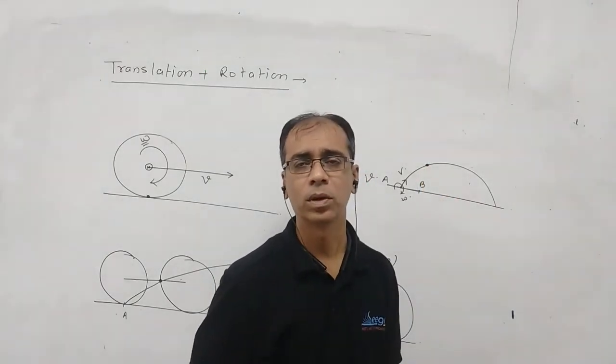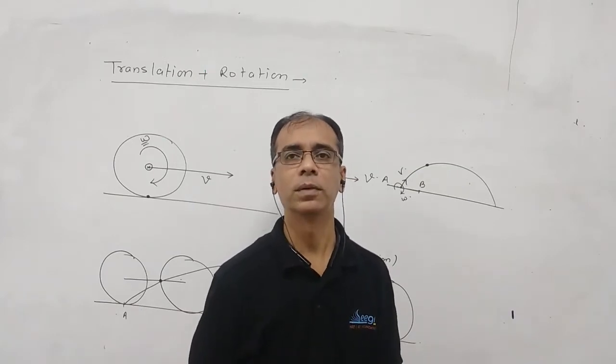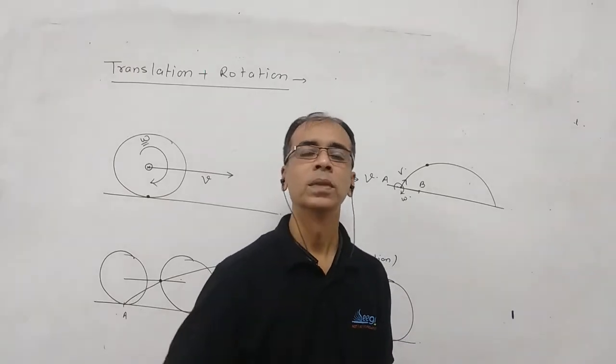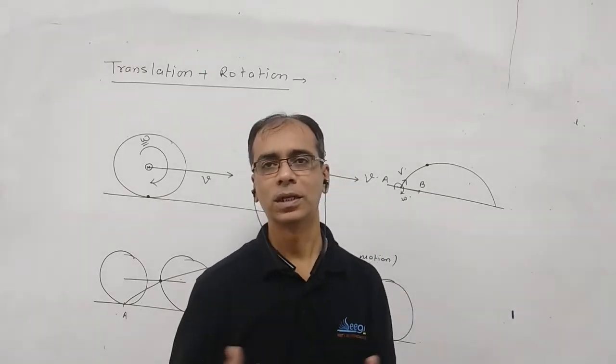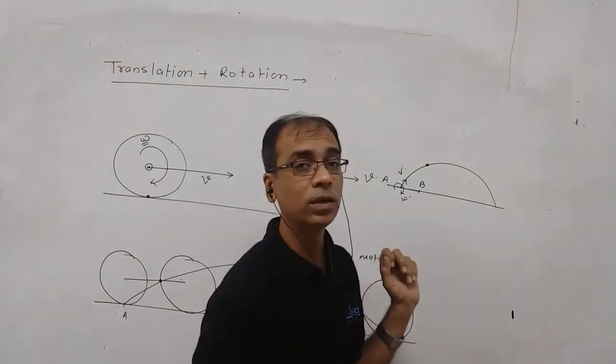I know u cos theta is the horizontal speed, u sin theta is the vertical speed. After time t, along horizontal its position will be u cos theta t. Along vertical it will be u sin theta t minus half g t square. We know that. But if we talk about point A, what is that?